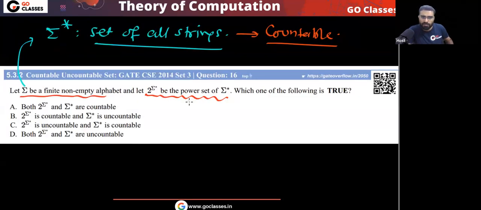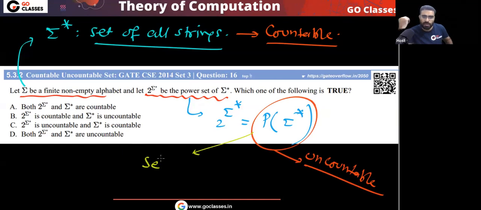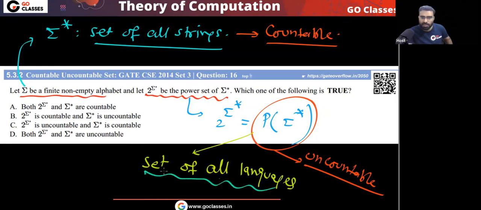What about power set of sigma star? 2 power sigma star, this is your power set of sigma star. This will be uncountable. What is power set of sigma star actually? This is the set of all languages. Yes or no? So remember, the set of all languages is uncountable.